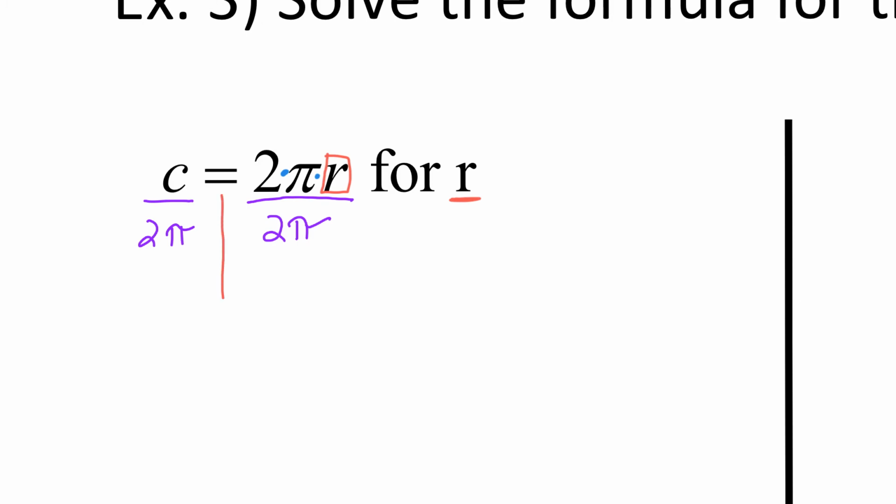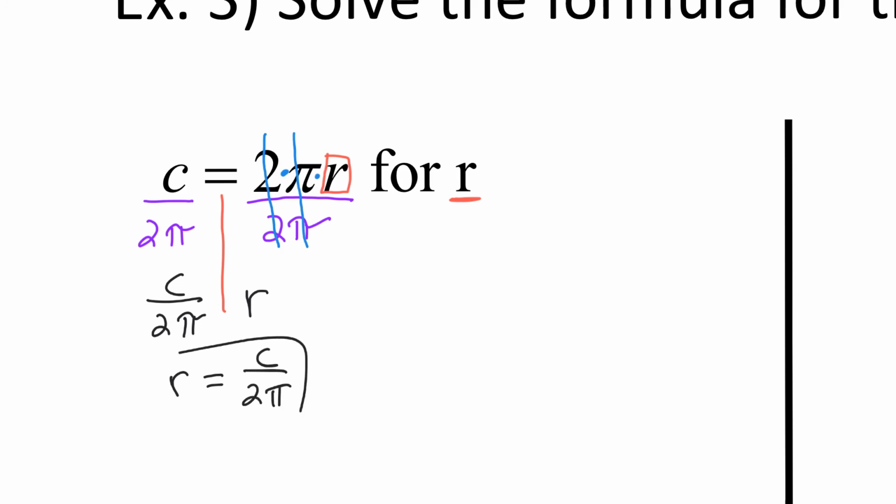So when you do that, on the left side, these are not like terms, so you cannot reduce the fraction. So you just keep it as c over 2 pi. And on the other side, we know the 2 will simplify to 1, and the pi will simplify to 1. Pi divided by pi is just 1, but we don't need it. And we have the r by itself. Now you can use the symmetric property, as you can switch your answer. So r can equal c over 2 pi.